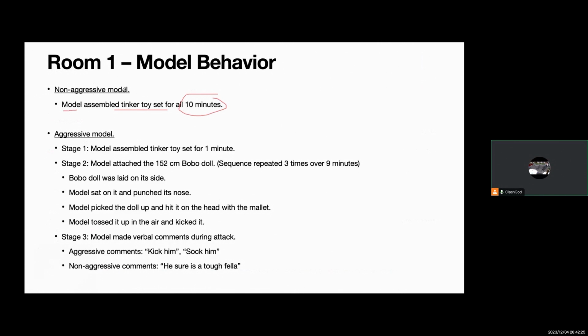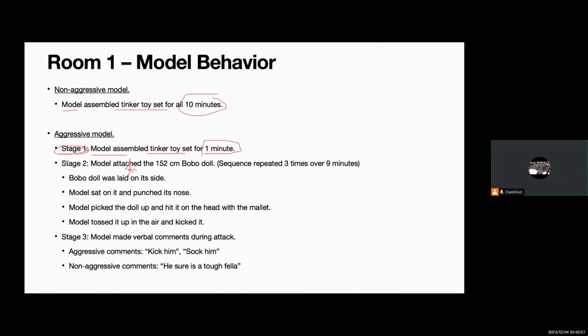That's the non-aggressive model. For the aggressive model, of course, we know that the model is going to commit some sort of aggressive behavior towards the bubble doll. But first, the model assembled the Tinker toy set for 1 minute. There are 3 stages for the aggressive model. I will split it into 3 stages to memorize it. First, the model assembled the Tinker toy set for 1 minute.